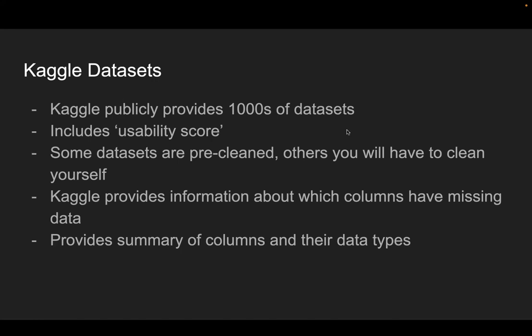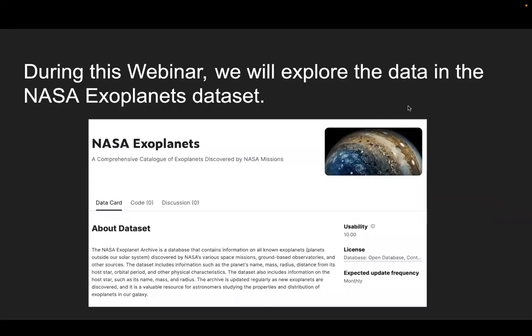And it can provide a summary of columns and their data types, which I'll go on the Kaggle website, so we can look at that in a little bit. So during this webinar, we're going to explore the data in the NASA exoplanets dataset. As you can see here, it has a usability score of 10, which is actually the highest usability score, which is part of the reason why I picked this data set.